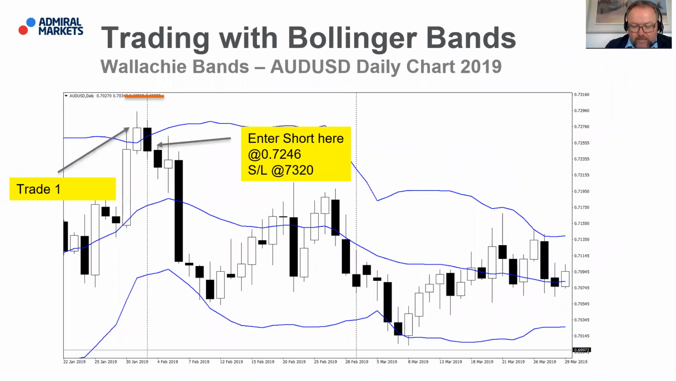So here's a bit of a trade example. Trade 1. This is the Aussie dollar, from a bit earlier on this year. You can see what's happened. We had candle 1, and it closed outside of the Bollinger Bands. Next day, price reversed and closed back inside the Bollinger Bands. So what happened here is we entered short at market at 72.46, and our stop loss was above the high at 73.20 there. Hopefully you can all see that.